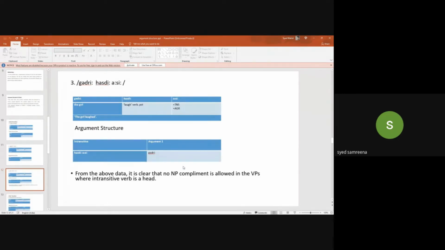Gadri hasti assi, the girl laughed. Argument structure can be shown as: for the intransitive verb hasdi assi, it takes only one argument, that is the subject argument gadri. From the above data, it's clear that no NP complement is allowed in the VPs where an intransitive verb is the head.